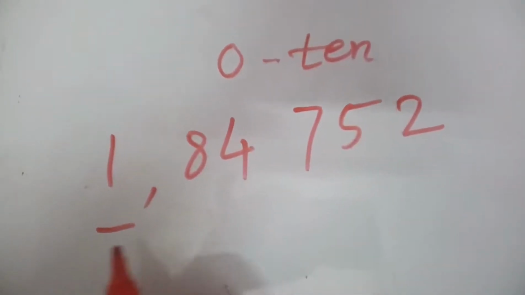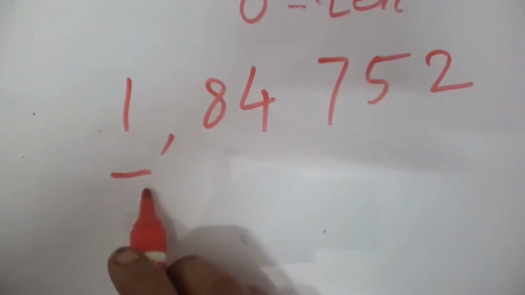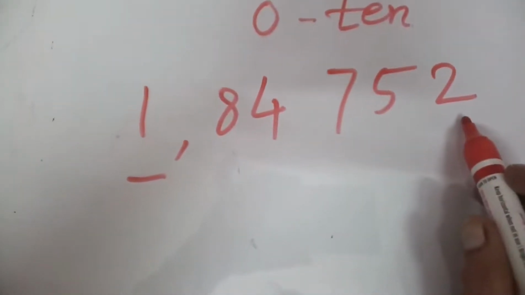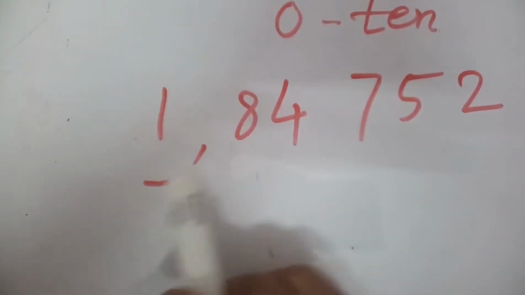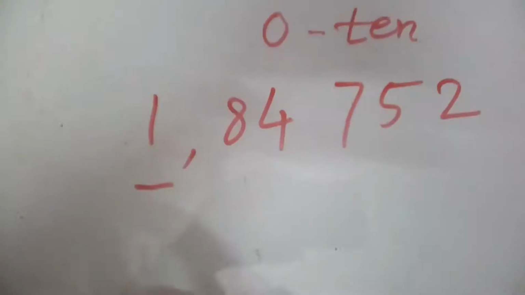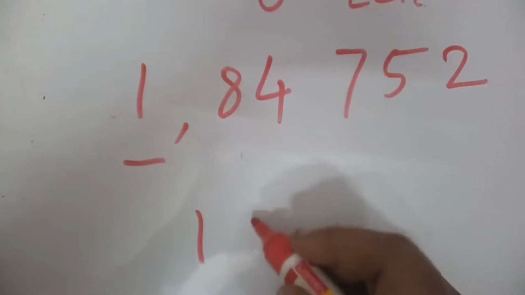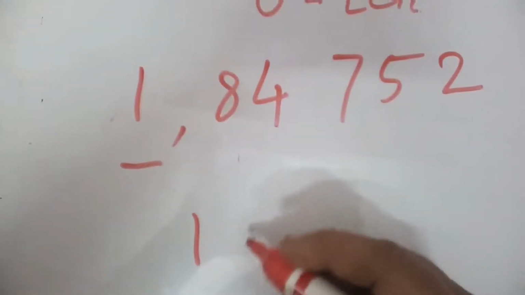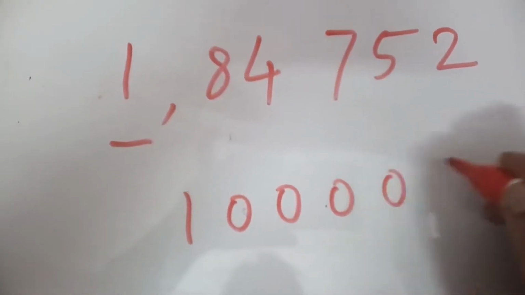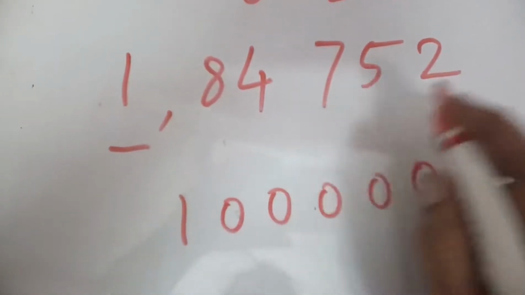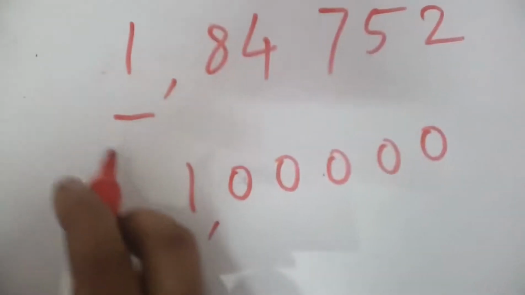1,84,752. The underlined digit is 1. What is the place value of this 1? See, again count. Ones, tens, hundreds, thousand, 10,000 and lakh. So the place value of 1 is lakh. How many zeros are there? I will give zeros. 1, 2, 3, 4, 5. So this is 1 lakh. The place value of 1 is 1 lakh.